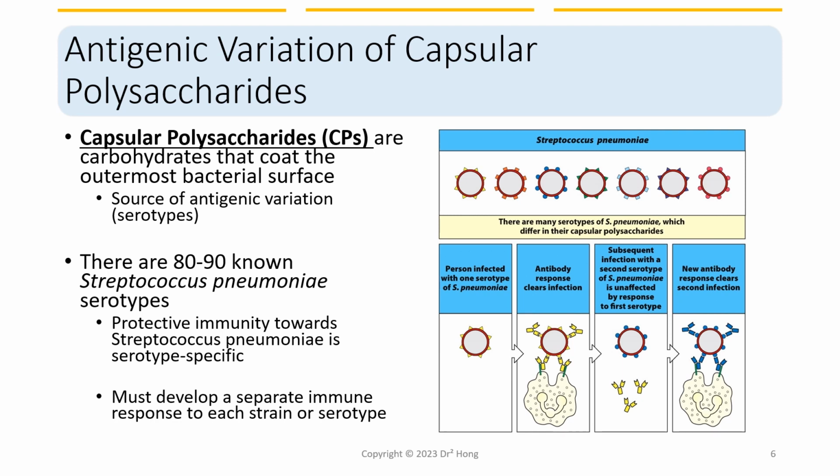There are about 80 to 90 different strains of Streptococcus pneumoniae. It is the common cause of bacterial pneumonia because genetic variation prevents us from developing an effective immunological memory against all strains. Patients must develop a separate immune response to each strain or serotype. It is believed that genetic variation has evolved in Streptococcus pneumoniae as a result of selective pressure exerted by the human immune response.